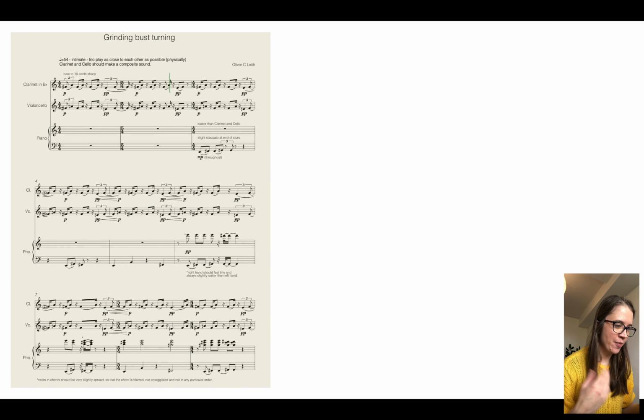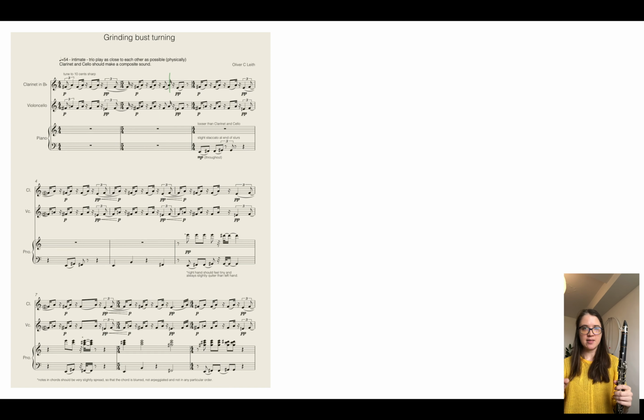Oliver Leith does the same thing. Basically, in his piece, he actually goes the other way, so 10 cents sharp, which means I need to find a shorter barrel to get a bit higher. But it's a similar technique, just to sort of put me off the cello a little bit.